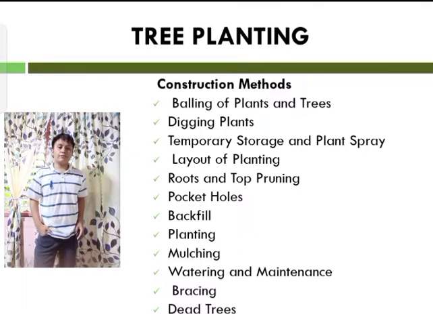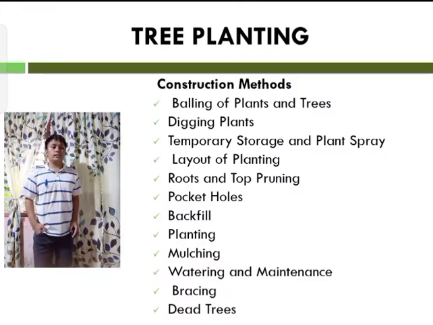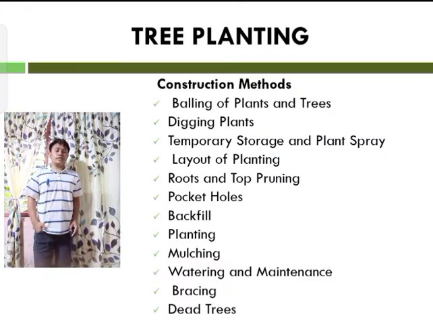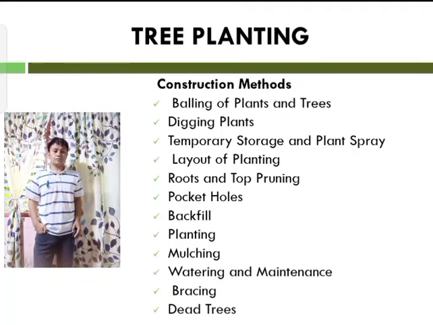Then we have the bracing. All deciduous and evergreen trees shall be braced immediately after planting. The deciduous trees from 1.2 meters to 1.8 meters in height shall have one vertical support stake. Trees from 1.8 meters to 2.5 meters in height shall have two vertical supports.